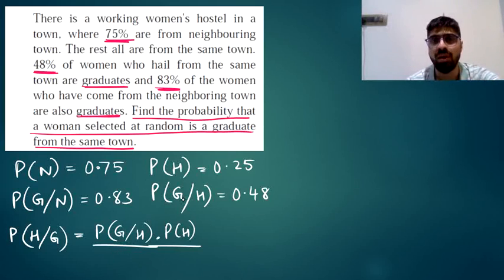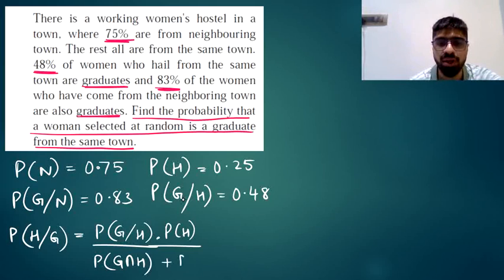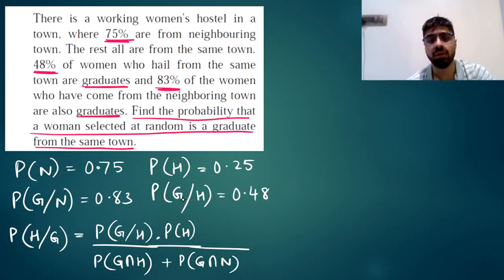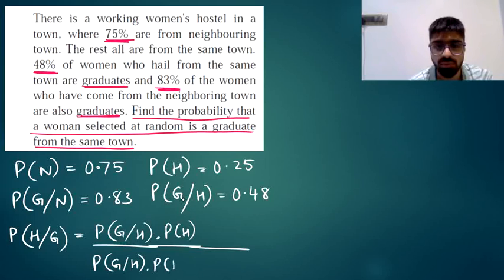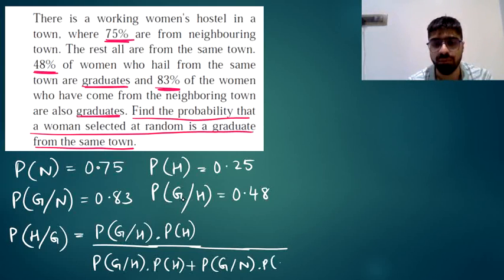Now what is the probability of getting a graduate woman? The probability of getting a graduate woman can be split in two parts. It is the probability of getting a graduate woman from the hometown or the probability of a graduate woman being selected from the neighboring town. P of G intersection H, we write it exactly in the way we have written our numerator, that is P of G given H into P of H. The second term was P of G intersection N, and we write it as P of G given N into P of N. All we need to do is substitute the numbers now.